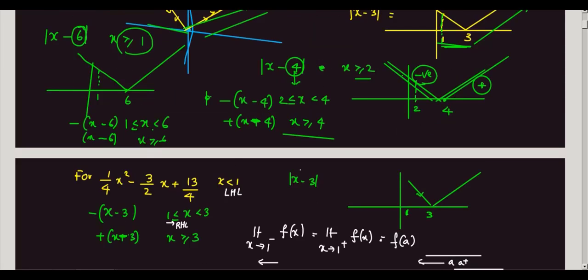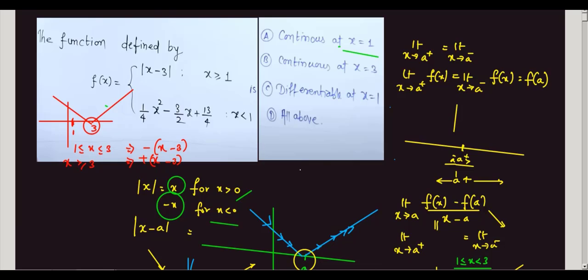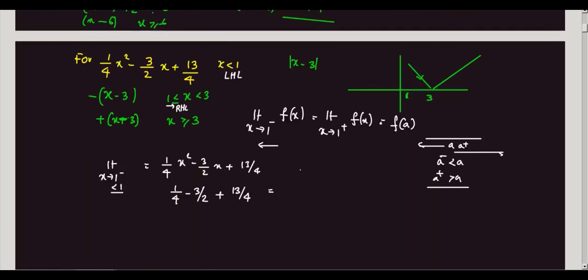எவ்வளவு வருது, 13 by 4 தானே. ஓகே, 13 by 4, 1 by 4 minus 3 by 2 x, நீங்க பாத்தீங்கன்னா this is minus. ஓகே, so 1 by 4 minus 6 by 4 plus 13 by 4, so 13 minus 6 எவ்வளவு? 13 plus 1, 14, 14 minus 6, 8. 8 by 4 equal to 2, okay வா? So limit extends to 1 plus.